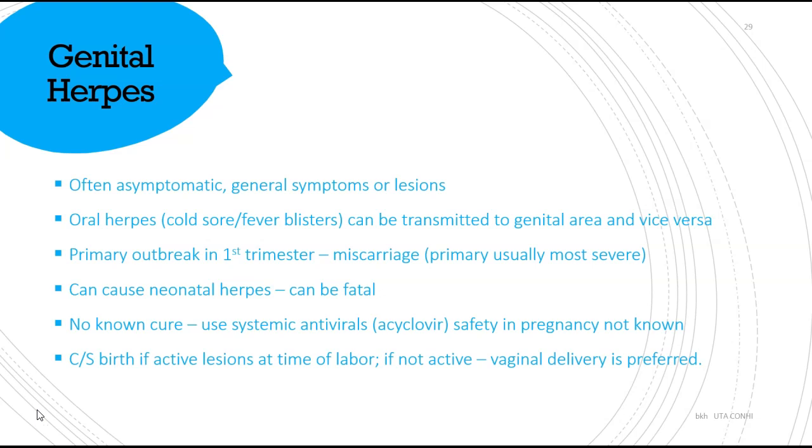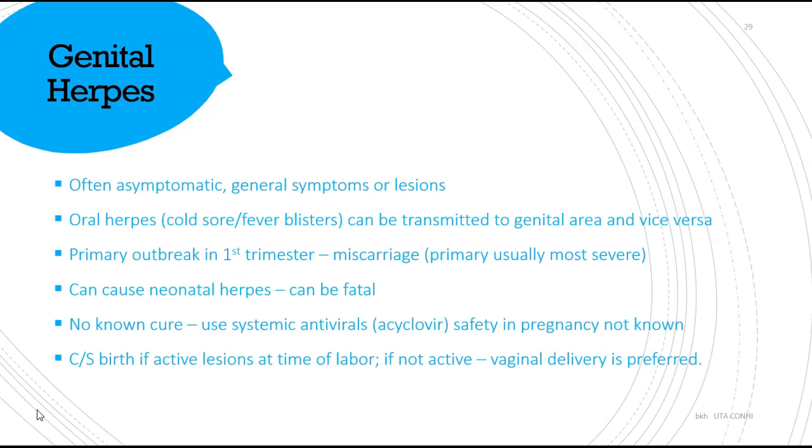So just because it's in one of those areas, we still end up typically subtyping those to find out exactly which infection we've got. If she has her primary outbreak the first time she's been exposed during the first trimester of pregnancy, sometimes it causes such severe manifestations in our fetus or our embryo that it actually results in a miscarriage. It can cause neonatal herpes, and that can be fatal to our babies once our babies are born. There's no known cure.